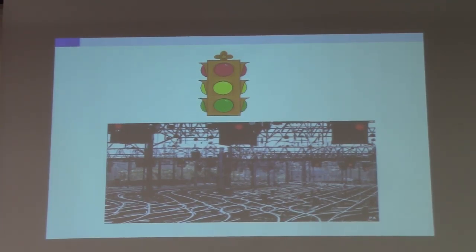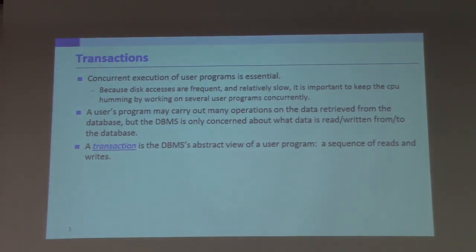In the context of a train station, they do not call them traffic lights. Of course, you can still understand them as traffic lights, but essentially that's semaphore. Now, semaphore is used to do what we call concurrent execution of different transactions, and concurrent execution of different transactions really is to satisfy the given isolation level requirement.